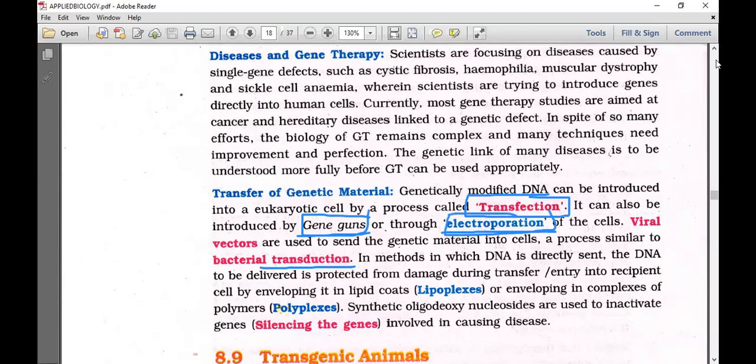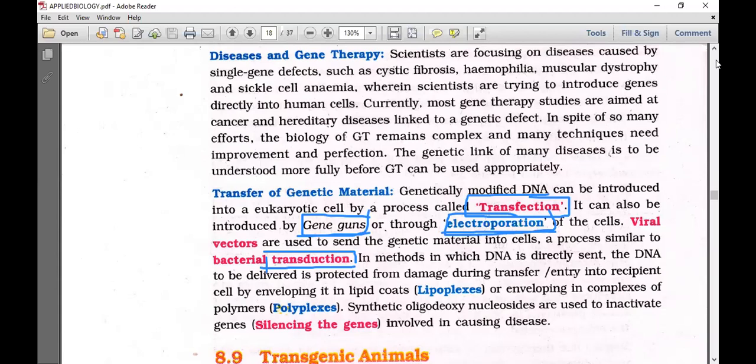Using a gene gun, shooting the gene directly inside, or electroporation, that we call transfection. If you use vectors, we call it transduction. Two definitions to be remembered. In methods in which DNA is directly sent, that means in the transfection method we are talking about.